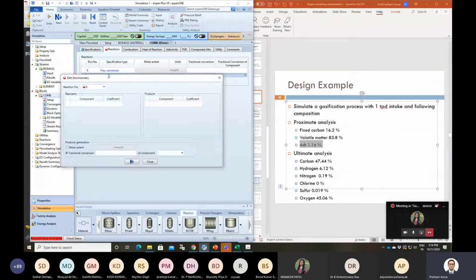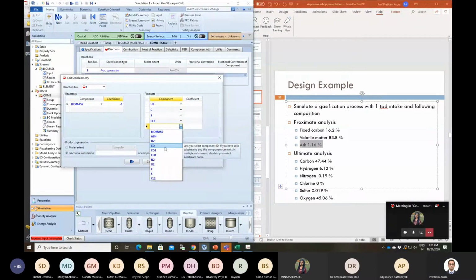The first thing that I will do is I would have biomass going in. The coefficient should be 1. And the result would be hydrogen, carbon, sulfur, chlorine, oxygen and nitrogen.